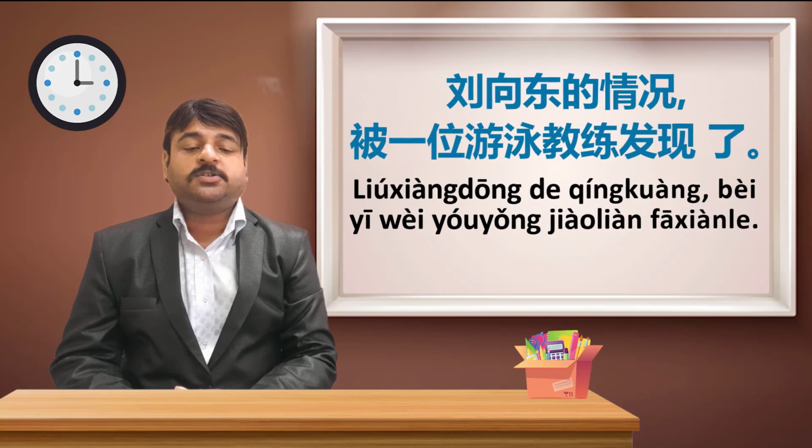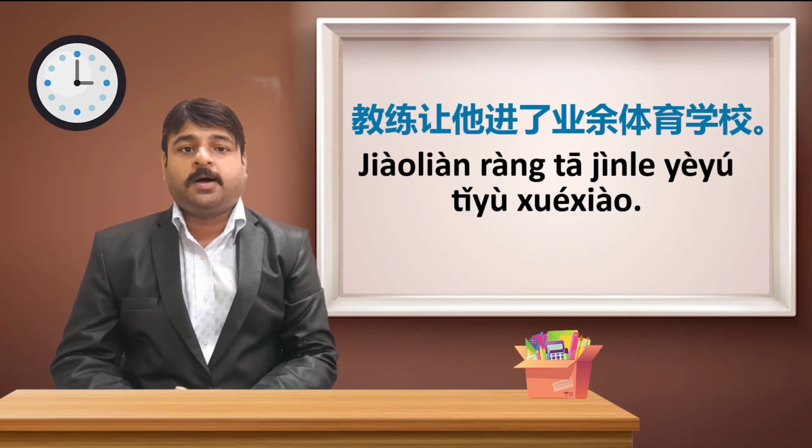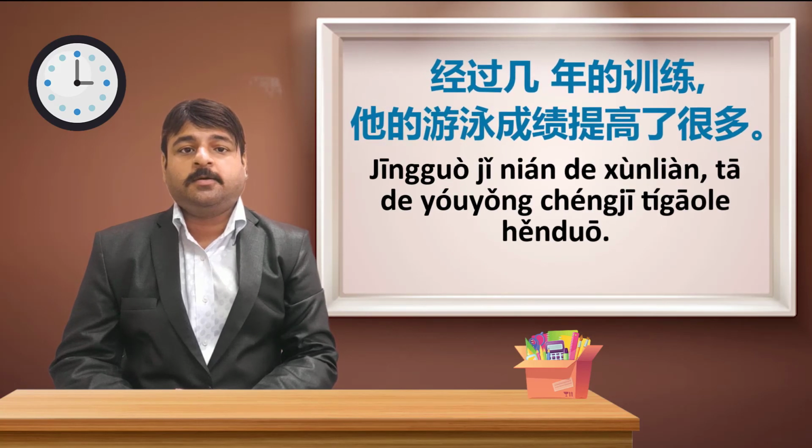Liu Xiangtong 的情况, the situation of Liu Xiangtong, 被一位游泳教练发现了, was discovered by a swimming coach. 教练让他进了业余体育学校, the coach allowed him to enter an amateur sports school. 经过几年的训练, after several years of training, 他的游泳成绩提高了很多. His swimming achievements increased a lot.